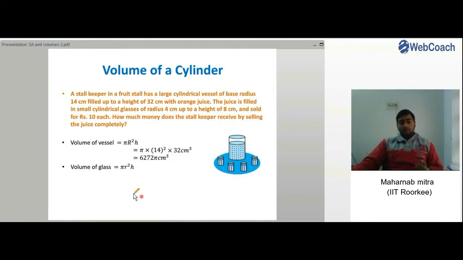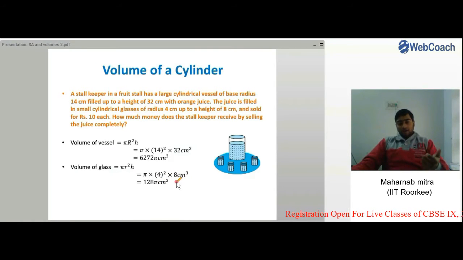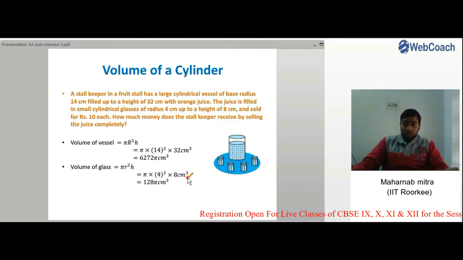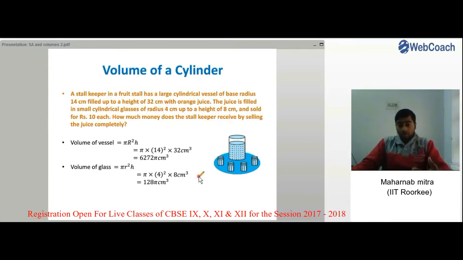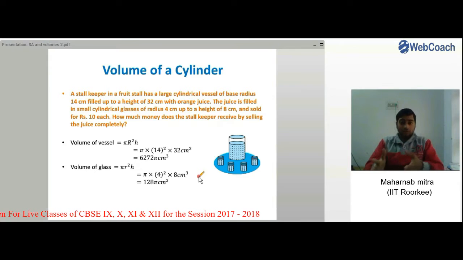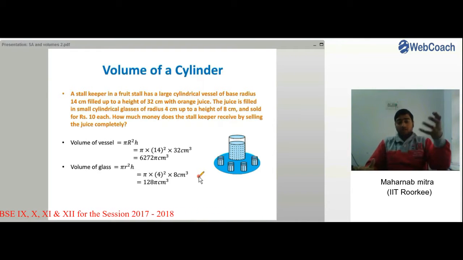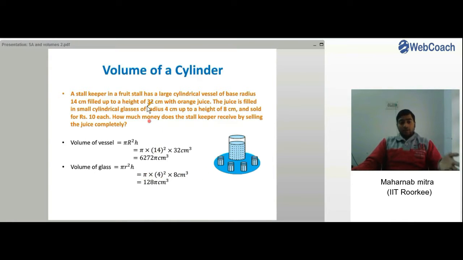Now similarly we can find out the volume of the glass, which is again pi r square h. The radius of the glass is given as 4, the height is given as 8, and all the units are in centimeters, so we have the units as centimeter cube. If all the units are not in centimeters, then you have to convert everything into a single unit. Luckily here everything is given in centimeters, so we don't need to convert anything. The volume of the glass comes out to be 128 pi centimeter cube.